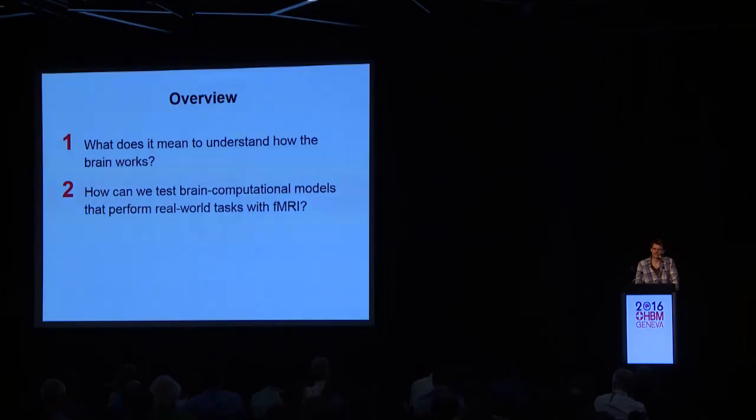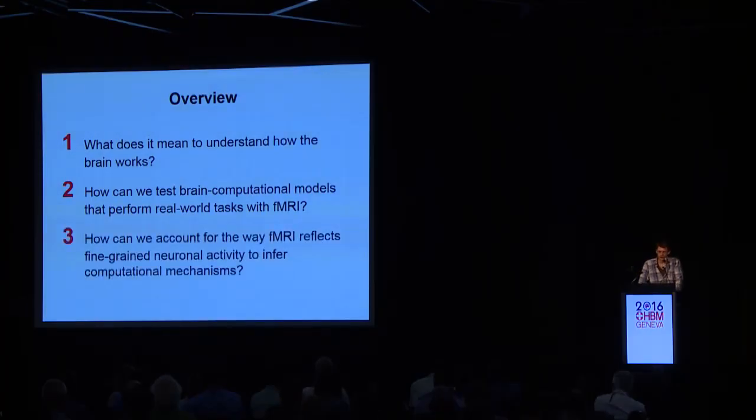We need models that are not just descriptive models, not just models that describe our data or allow us to answer questions, but models that actually perform the task. So ultimately, they'll have to be AI models that actually perform feats of intelligence. And then thirdly, I want to talk about how we can account for the way that fMRI reflects fine-grained neuronal activity to infer computational mechanisms.